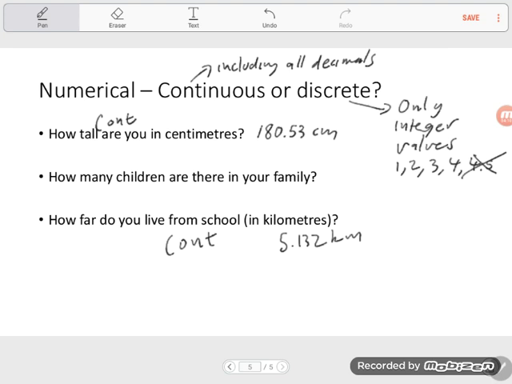Discrete, well, how many children are there in your family? Well, you can't have 3.52 children. You either have 1, 2, 3, 4, and so on, integer values. So this is a discrete value. So that's how we tell the difference between the data types.